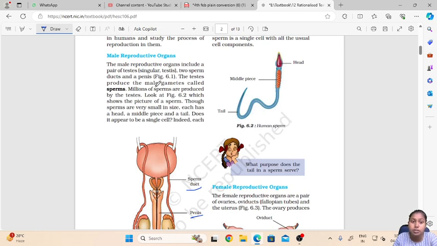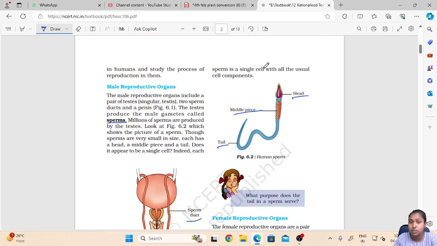The testes produce the male gametes called sperms. Millions of sperms are produced by the testes. Those sperms are very small in size. This is the structure of a sperm. Each has a head, a middle piece and a tail. Each sperm is a single cell with all the usual cell components.